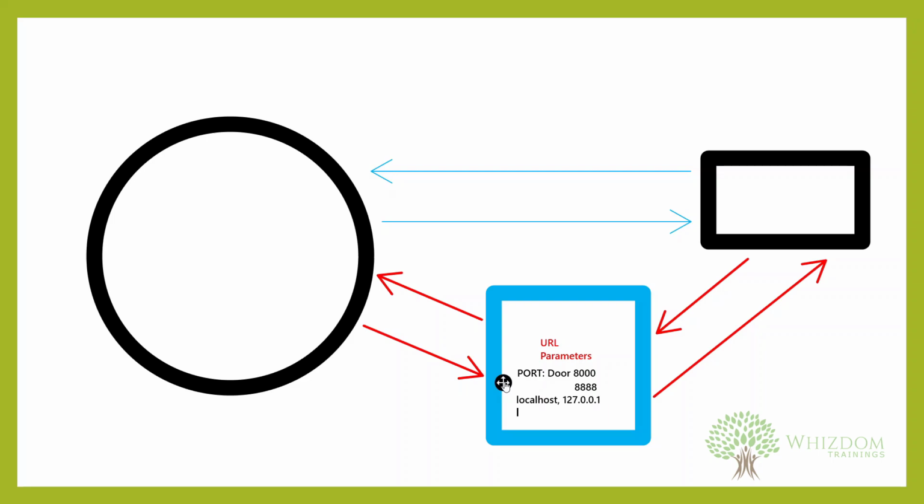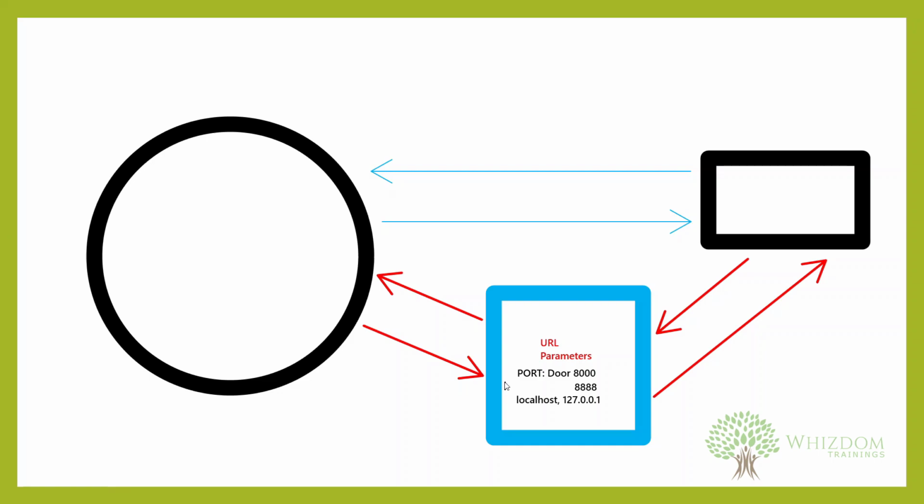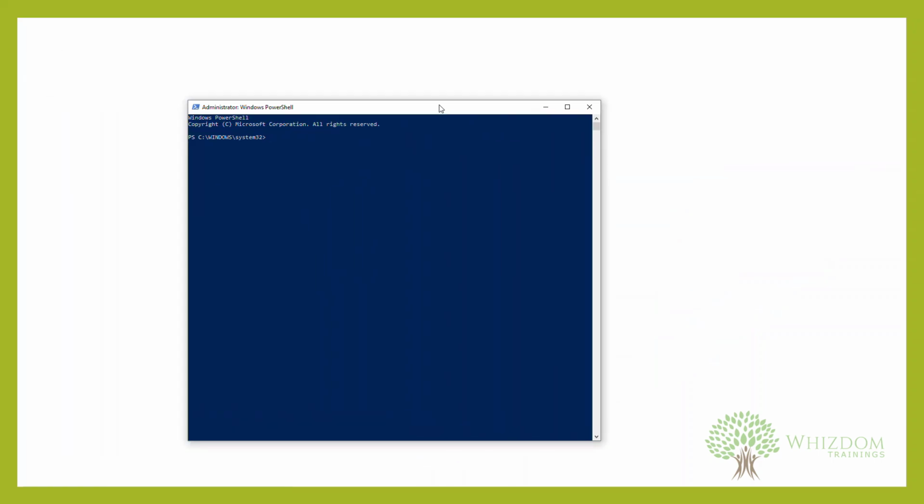In case of Windows or Linux, the command is almost the same. Open the terminal in case of Linux, open PowerShell or command prompt in case of Windows, and just type in a command. So what is that command? The command is very simple. In case of Windows, it is ipconfig, and in case of Linux, it is ifconfig.